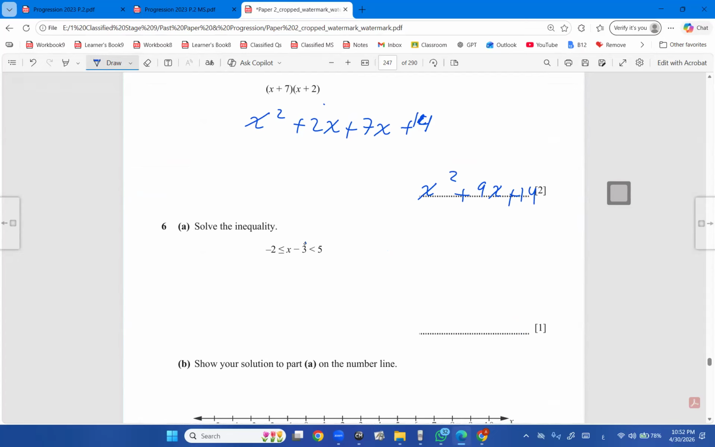To solve the inequality, you send this number to both sides with the opposite sign or the opposite operation. It's -3, you send it over there, +3, +3. So x alone is greater than or equal to 1 and is less than 8.